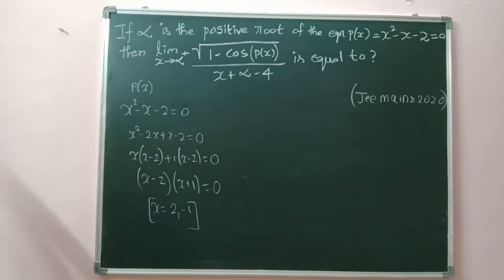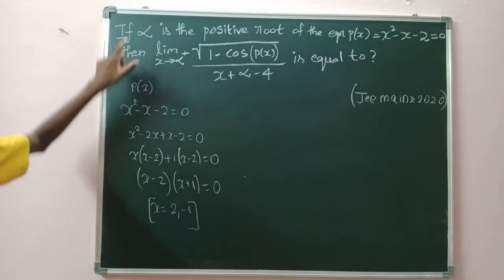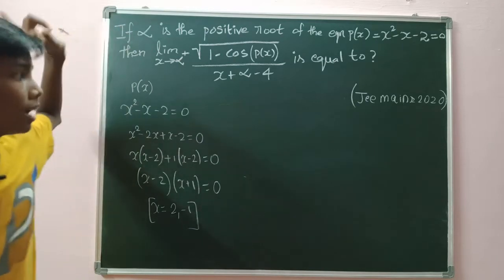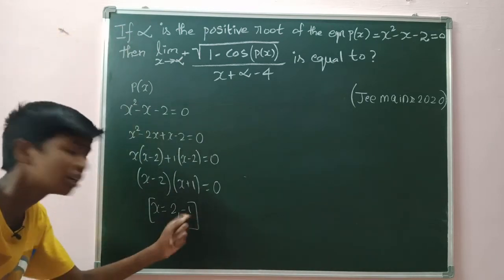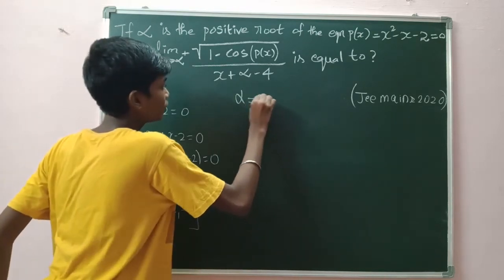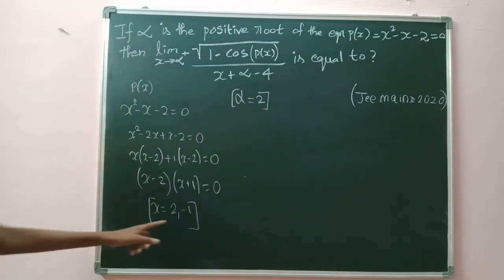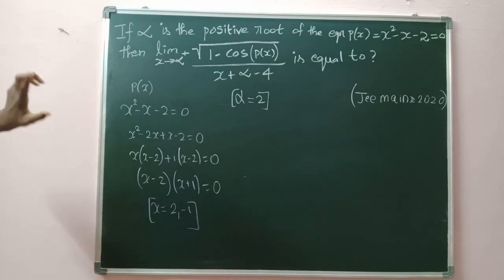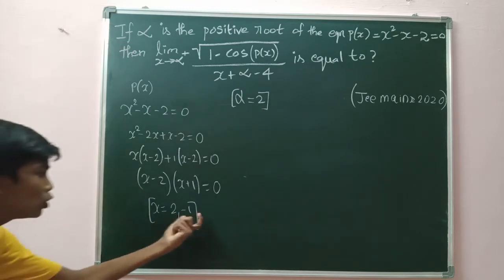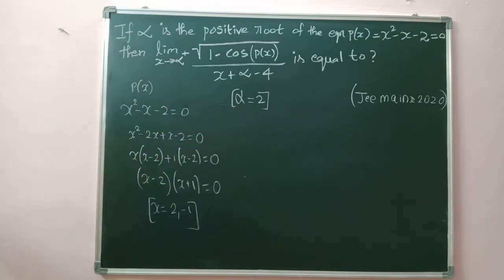Now what you are supposed to understand is that x can take two values, either 2 or −1. But for us, the main motive is to find alpha. Here they have given alpha is the positive root of this equation. Out of these two roots, which root is positive? Only 2 is positive, so the value of alpha will be 2. Using the equation, I just found the roots, 2 and −1. Alpha is a positive root, and out of these two values 2 is positive, and that's why I am saying alpha is 2. I hope that makes it clear.